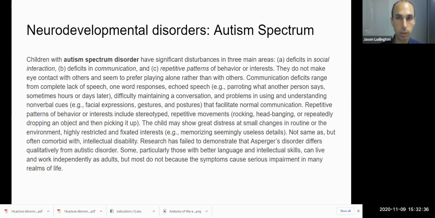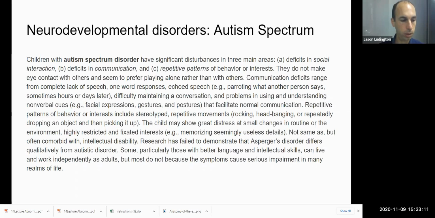Autism is the next one. This one's more severe, and this one is also on the rise. Children with autism spectrum disorder. We call it spectrum disorder now because we recognize that it comes in degrees, and also that the high functioning and the low functioning both exhibit the same symptoms. So I'm glad that we're calling it spectrum.